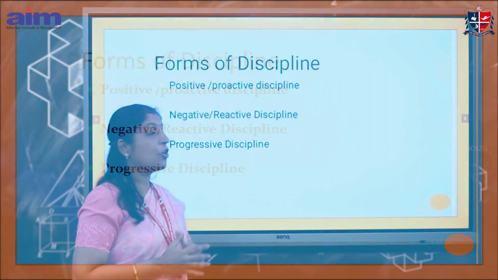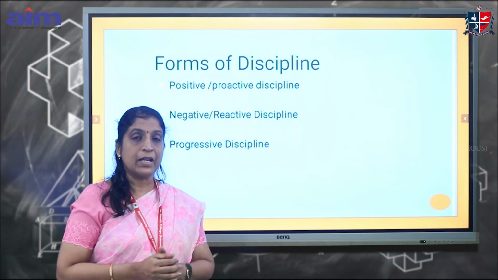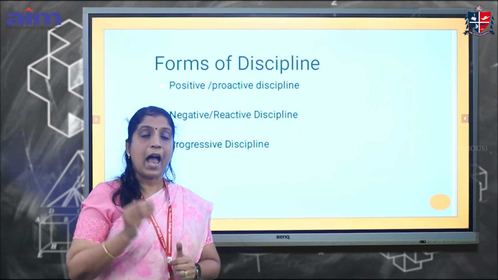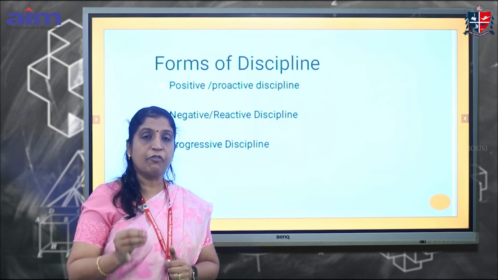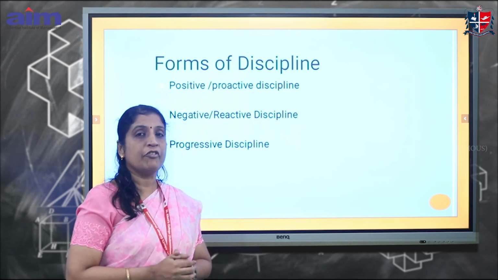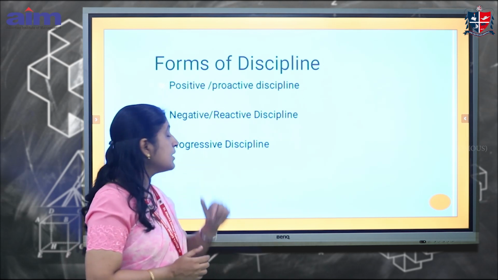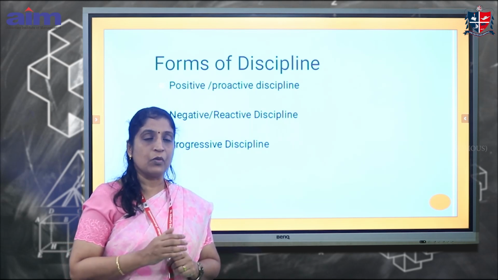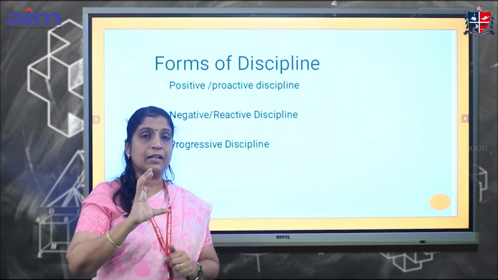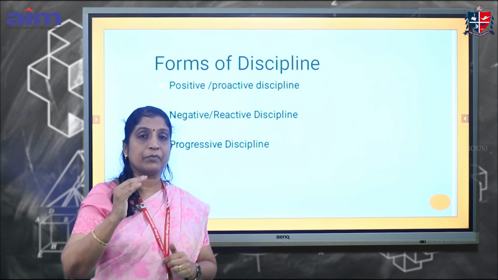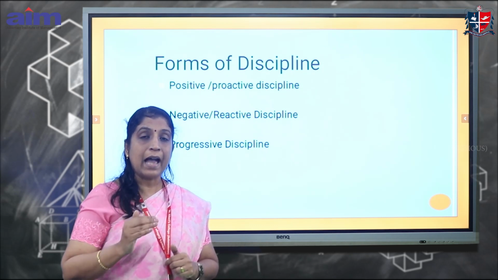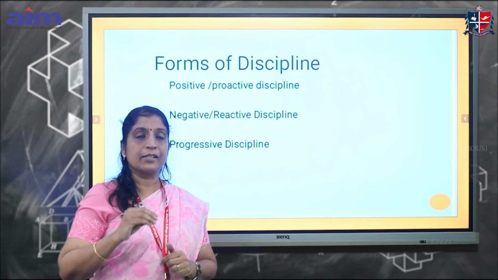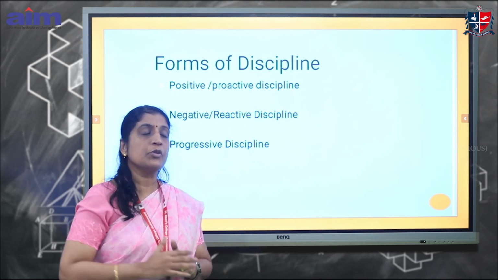The second is called negative or reactive discipline. In negative discipline, the employee does not have self-control and he does the work or follows the rules because of fear of punishment. The third is called progressive discipline. This is an interesting type of discipline in which the levels of punishment increase whenever there is a lack in discipline. So maybe first there is a warning, next there is a written notice, and likewise it will proceed in stages.